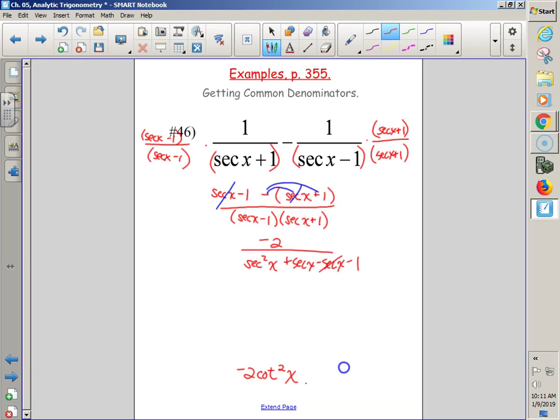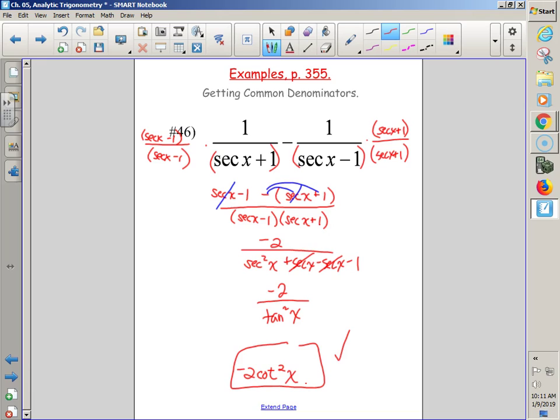Realizing it was a difference of secant squared x minus 1, isn't that cotangent squared x? Wait, look at the rearrangements. Isn't secant squared of x minus 1 just a rearrangement of a Pythagorean identity? What does that equal? Yeah, and that's in the denominator. Who's 1 over tangent? Tangent squared.